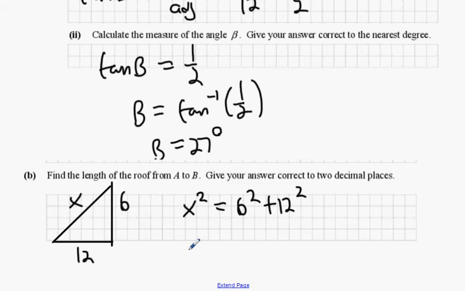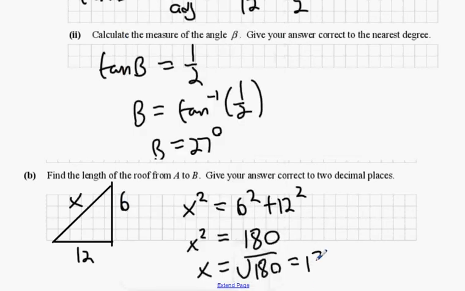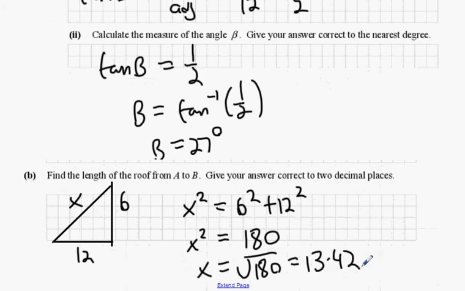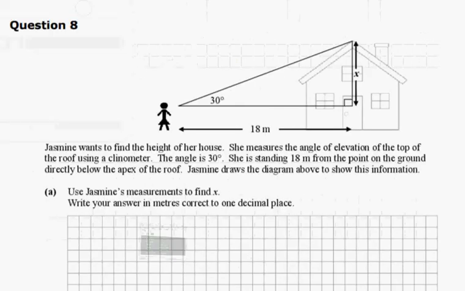6 squared plus 12 squared, x squared will equal 180. Square root that. Square root 180 and you get 13.42. Well done. Excellent. Is it meters or centimeters? Meters. Okay.